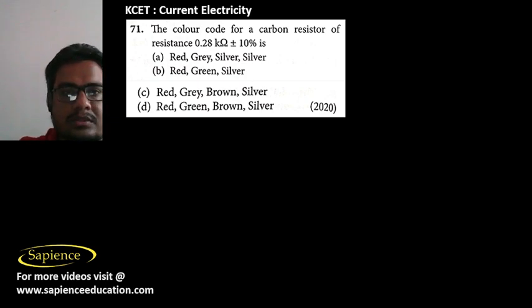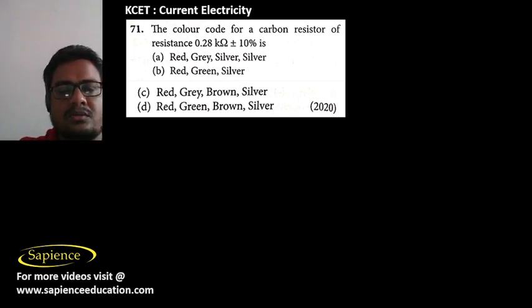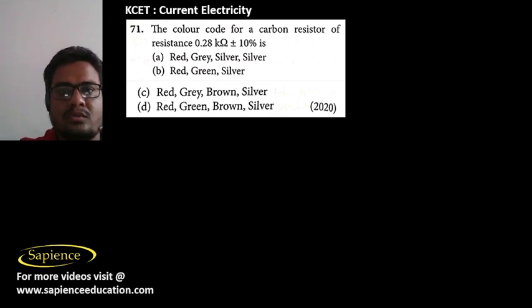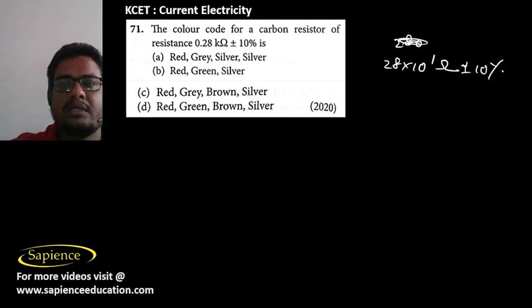Then in question number 71, it is told the color code of a carbon resistor of resistance 0.28 kilo ohm plus or minus 10 percent. This is 0.28 kilo ohm, so I can write it as 280, I can write it as 28 into 10 power 1, plus or minus 10%.